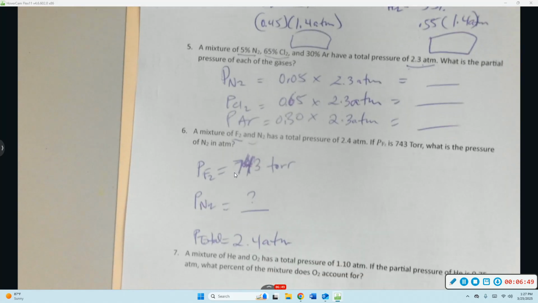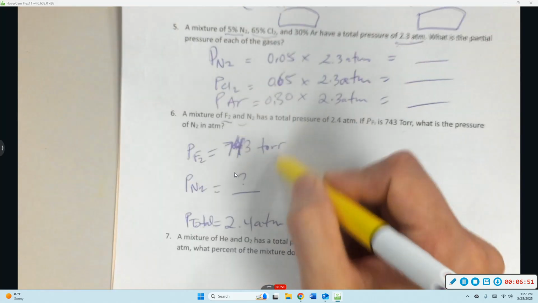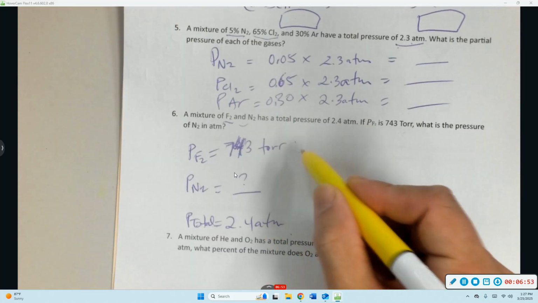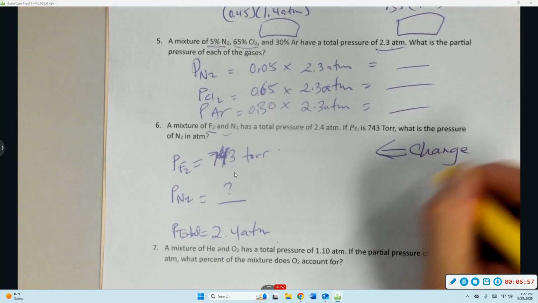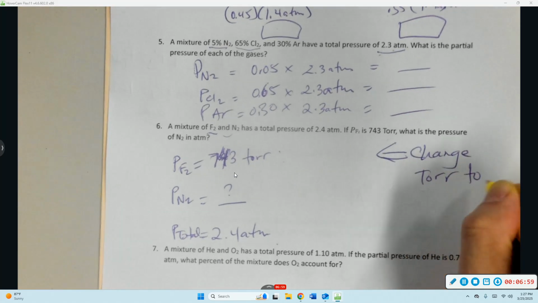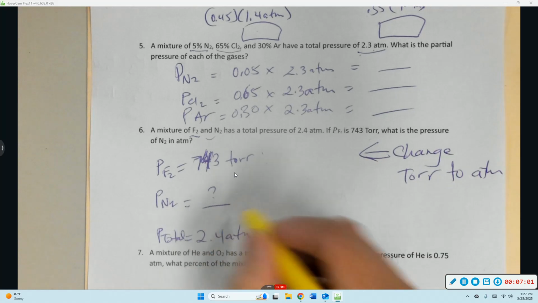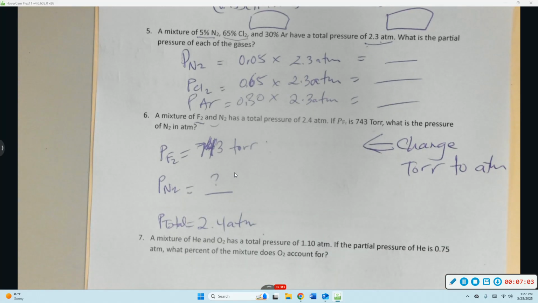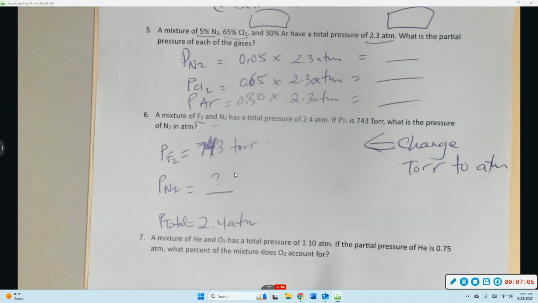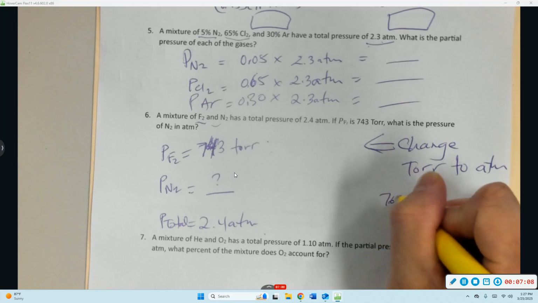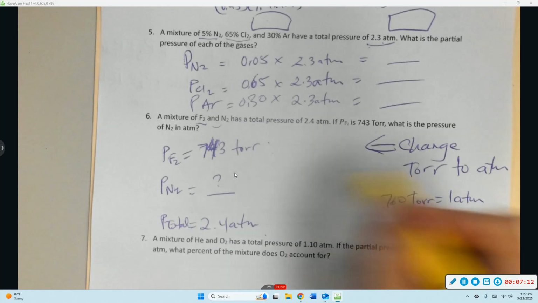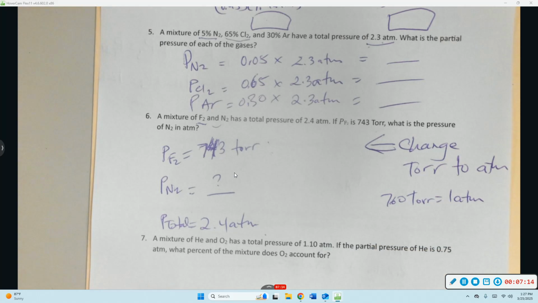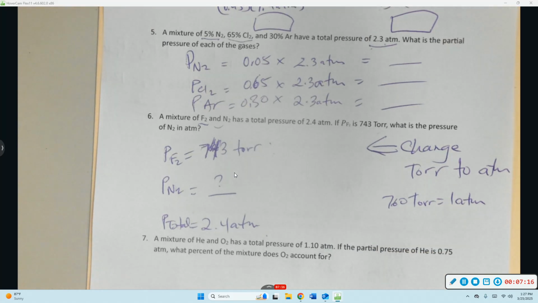All right. So first you need to change. Remember, this is atm. This is torr. Change torr to atm first, and then you can subtract to get the N2. Remember, 760 torr is equal to 1 atm. So you basically divide by 760 in the end. Okay. So do that.